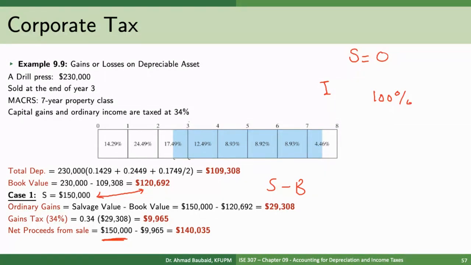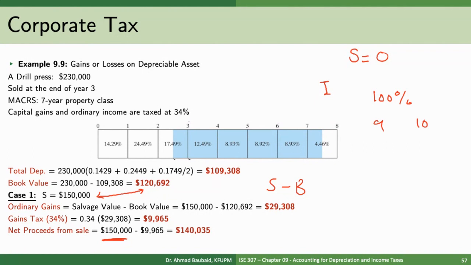So the book value at the end, let's say in this example, this is a 7-year property. Let's say I sold it in year 9 or 10, just for the sake of example. The book value is going to be 0. So the salvage value minus the book value is just going to be the salvage value. And then you just pay gains tax on whatever that is. And I think that was actually the case that we had in the second question in the homework.